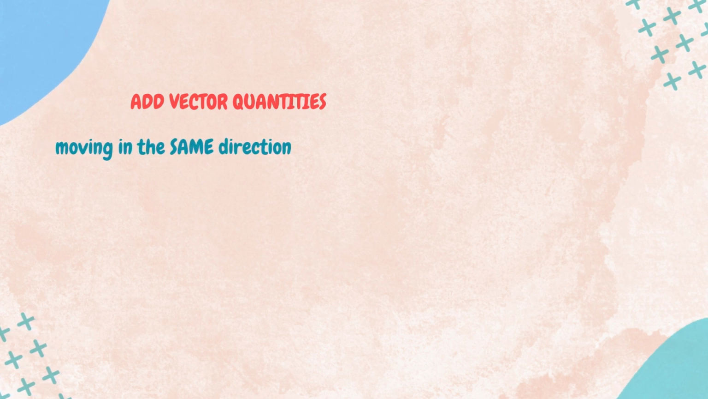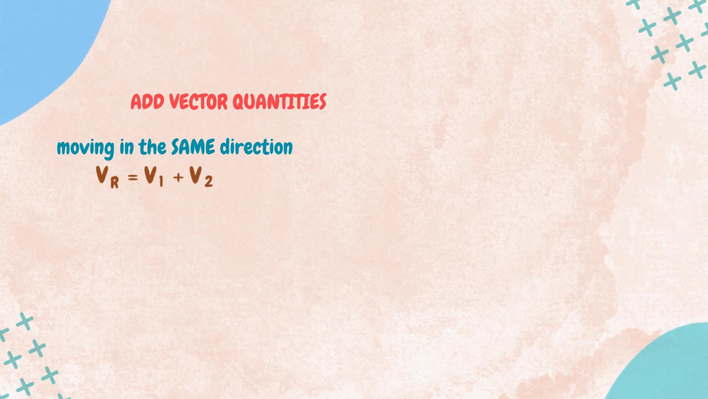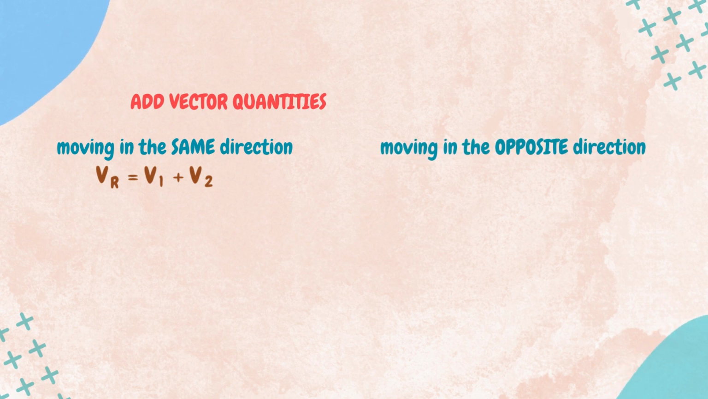How do you add vector quantities? When adding vector quantities, consider both the magnitude and the direction of the quantity. If the vectors are moving in the same direction, add all the vectors. The resultant vector, Vr, is equal to v1 plus v2, where v1 and v2 are individual vectors moving in the same direction. If the vectors are moving in the opposite direction, subtract the vectors. Then, the resultant vector, Vr, is equal to v1 minus v2, where v1 and v2 are individual vectors moving in the opposite direction. Let's see some examples.